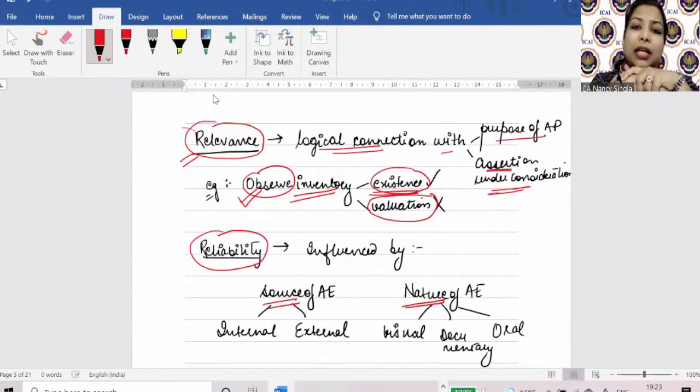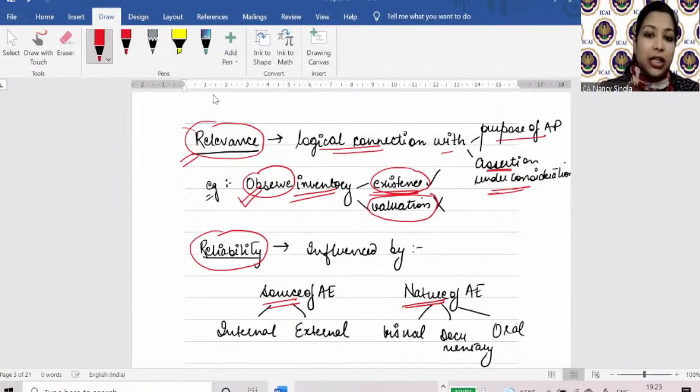Now, what is meant by internal audit evidence? Let's say some sales invoices. Okay? My client is making sales, so it will be issuing the sales invoice. So this document is what? Internal to the organization. Okay? Or let's take another example. I have asked the management to provide me with some aging schedule of debtors as to how old the debtors are. This is what? Internal audit evidence. Okay? So source is internal to the client.